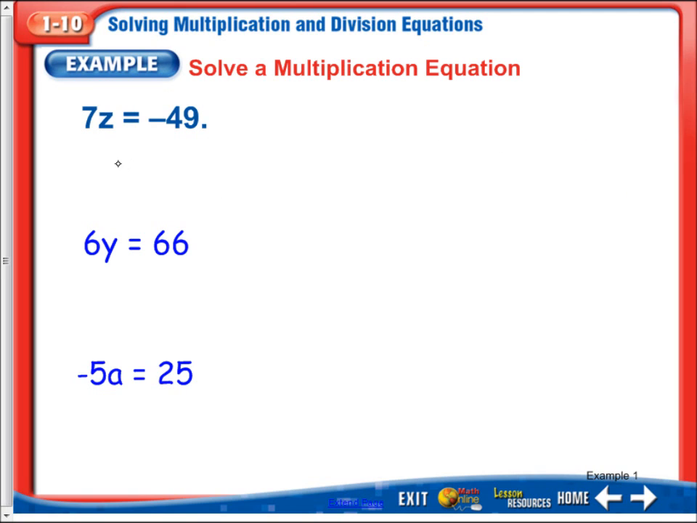In this first one, I see that the coefficient of z is 7. Again, the focus is on how do I get my variable by itself. To undo this multiplication, I need to divide by the coefficient, which is 7. Remember your teeter-totter, whatever you do to one side, you have to do to the other. Divided by 7.